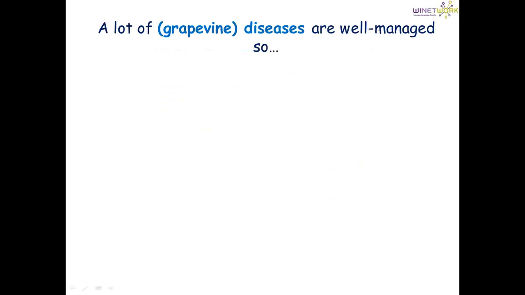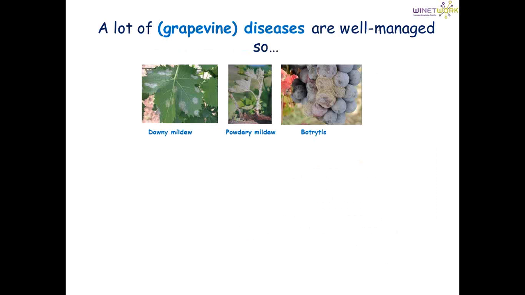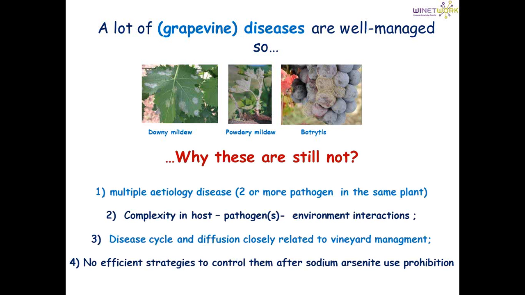And a lot of grapevine diseases are well managed, for instance downy mildew, powdery mildew, and botrytis. So why are GTD still not well managed? There are several reasons. The first is that GTD are multiple etiology diseases, with two or more pathogens in the same plant. The second issue is the complexity of host, pathogen and environment interaction. Another issue is the disease cycle and diffusion, closely related to vineyard management. And last but not least, there is no efficient strategy to control them after the prohibition of sodium arsenite.